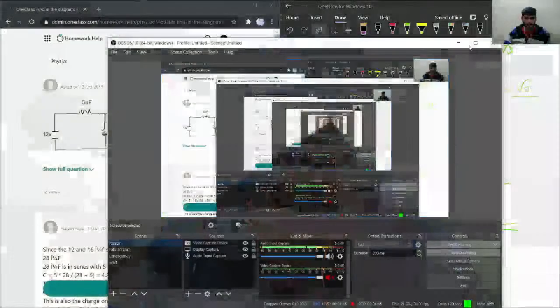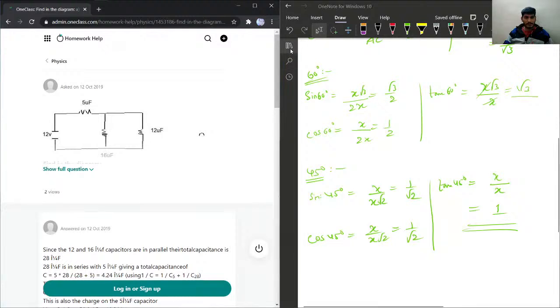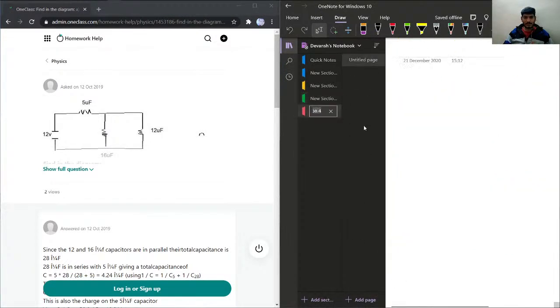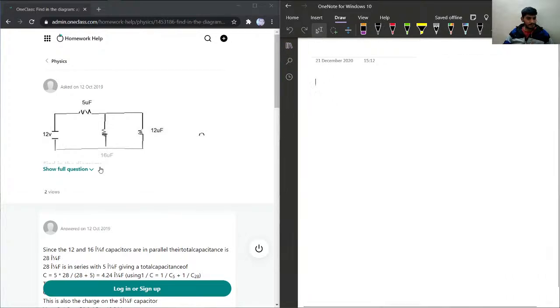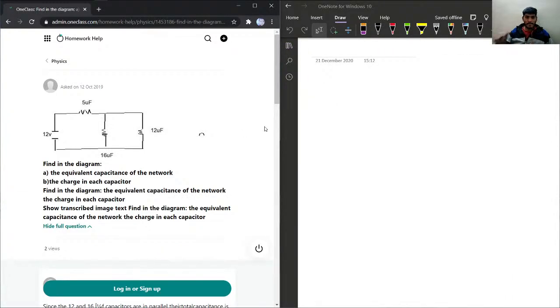And I'll just start with the lesson today. So this is a new section, and we have question number one. It is asking, find in the diagram the equivalent capacitance of the network and the charge in each capacitor. This question keeps repeating again and again, so I'll just draw the diagram first.